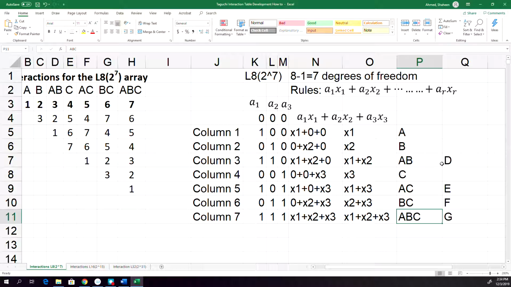Now, the alias is basically this: AB is aliased with D. Alias means it's kind of like a pseudonym, so it's not really a different person, it's the same person. So D is a pseudonym for AB. So to understand more about alias structure, check that video. However, AB is aliased with D, AC is aliased with E, BC is aliased with F, and ABC is aliased with G. So alias structure, design resolution, these are very important things for Taguchi.